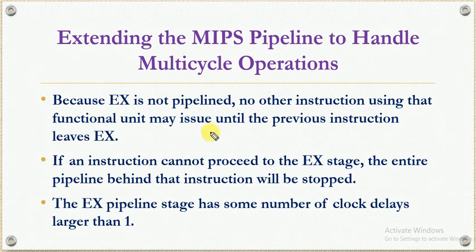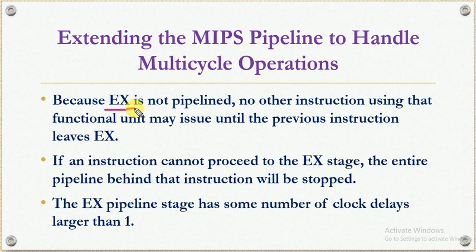Now, as EX is not pipelined, in our previous diagram EX is not pipelined. So for all the functional units, we have only one EX unit. No other instruction using that functional unit may issue until the previous instruction leaves the EX. If some other instruction wishes to access the same EX, it cannot enter, because the previous instruction must be completed. So if it takes more than one clock cycle, the second instruction needs to wait until the completion of the previous EX operation.